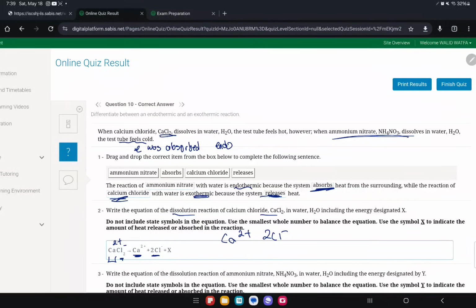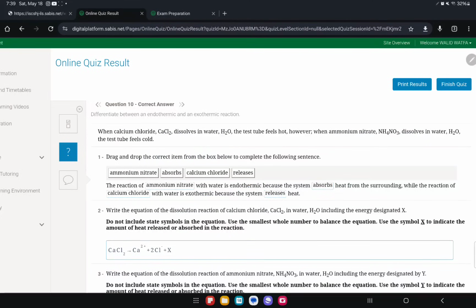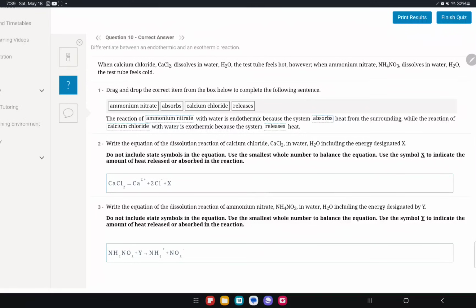Okay, and then they said use the symbol X to indicate the heat released. Since it's exothermic, that means the energy will be in the products. If you put X in the reactants, you're going to get it wrong because it's exothermic. So they want to see the X in the products.